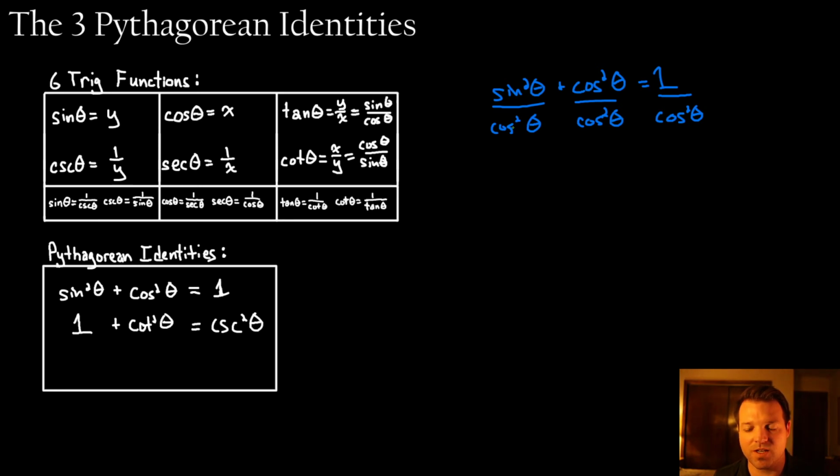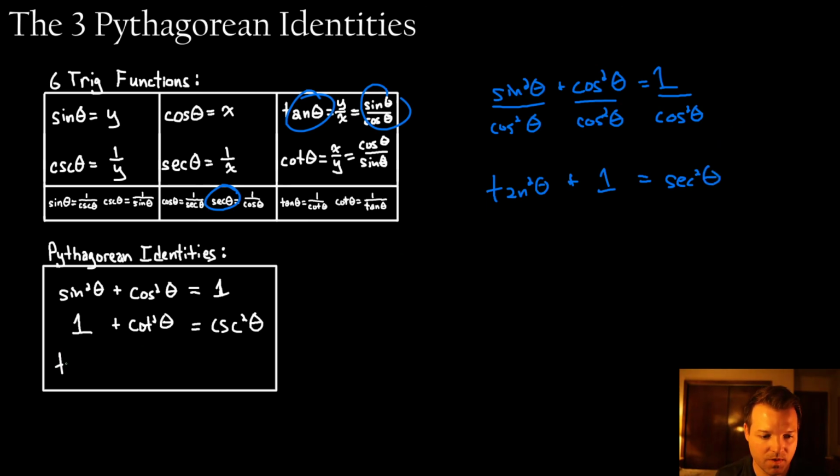Sine squared over cosine squared is, well, sine over cosine is tangent, so this must be tangent squared theta. Plus cosine squared over itself is equal to 1, is equal to 1 over cosine squared theta. Well, 1 over cosine is the secant, so 1 over cosine squared theta must be secant squared theta. And there we go, we have our third identity. So let's write it down: the tangent squared of theta plus 1 is equal to secant squared of theta.